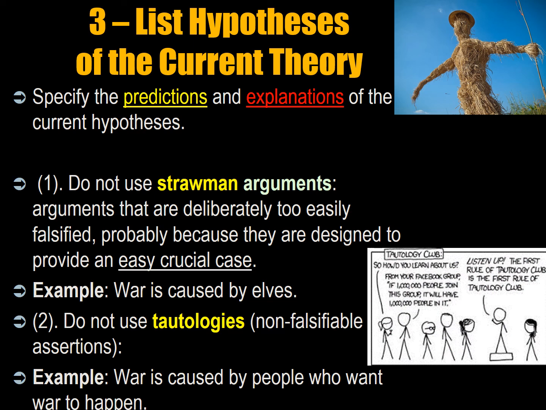So you want to come up with an argument that's not easily falsified, one that has confidence in it. Also, you cannot use tautologies. A tautology is a non-falsifiable assertion. For example, war is caused by people who want war to happen. How on earth would we falsify this? How do we know that they wanted to cause a war or they didn't want to cause a war by the fact that the war was happening? We'd have to use some other way of measuring whether or not they wanted a war than by the war breaking out.